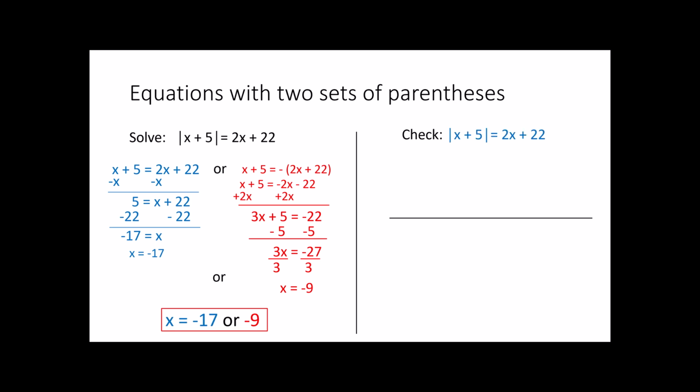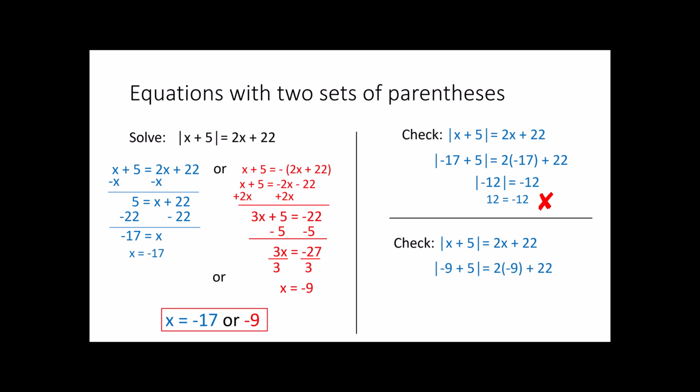Let's check those. We rewrite, substitute with the -17, and simplify. Notice what happens. In this case, we get 12 equals -12. That is not true. -17 does not work. Let's try it with the -9. Substitute, simplify, the -9 does work.